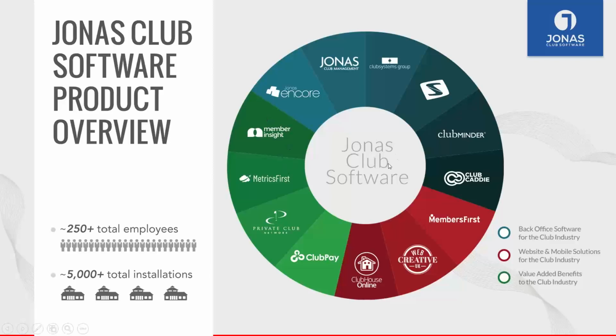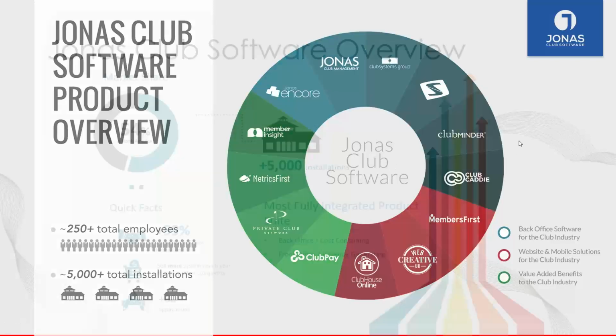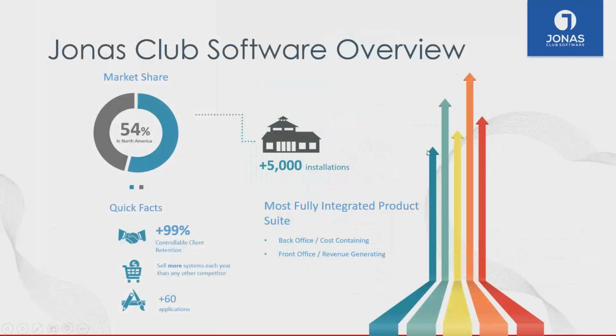And if you take all of these different companies and all of the implementations of these softwares, we have about 5,000 implementations globally. Jonas is actually in multiple countries, and we have about a 54% market share of the private club industry. One of the great things that we take a lot of pride in is that the very first client that Jonas Club software installed is still a client today. And we have about a 99% controllable retention rate. Every year, Jonas is installing more systems than all of our competitors.